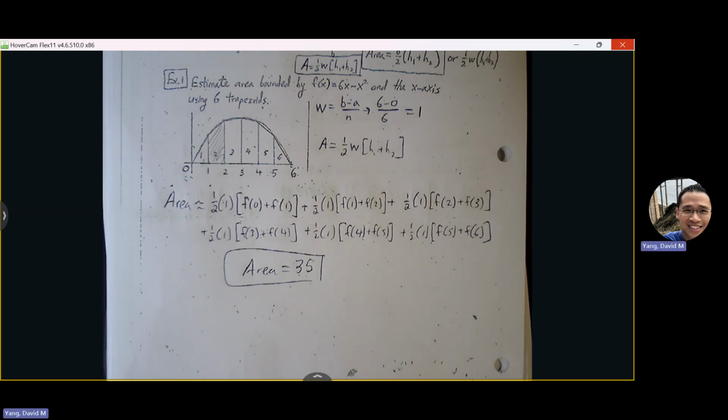And that's really it for trapezoids. Instead of width times height, it's width times height 1 plus height 2. There's always going to be 2 heights associated with every trapezoid area that we find.